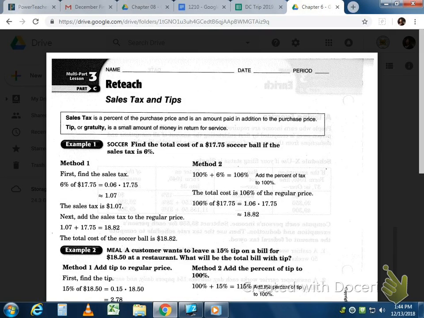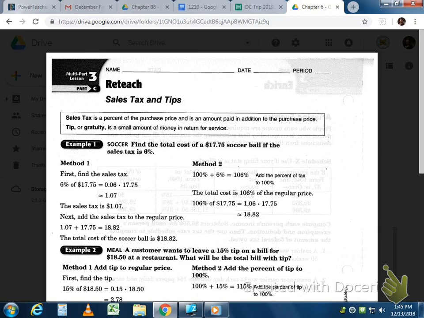So we are going to look at sales tax and tips. I'm going to show you a couple of methods. How many of you remember talking about sales tax before? How many of you remember doing that? Anybody? Never? No. You've never talked about sales tax before? No. Never. With my parents.